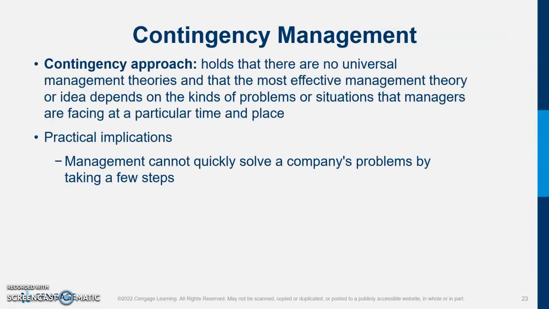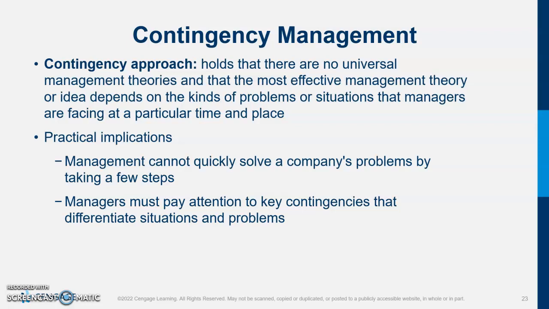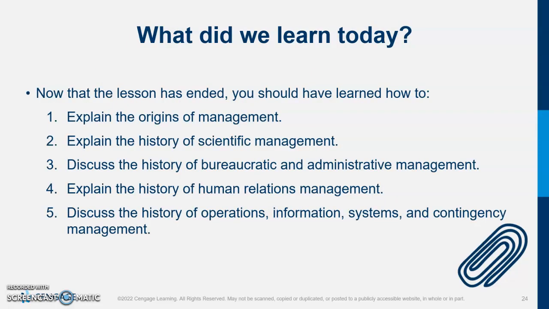And then lastly, we talk about contingency management. And it just really says that, look, there is no universal management theory that's most effective. And how we solve a problem or find a solution depends really on our specific situation. And so managers can't quickly solve a company's problems by taking a few steps, and they need to pay attention to key contingencies which make their situation or problem unique.